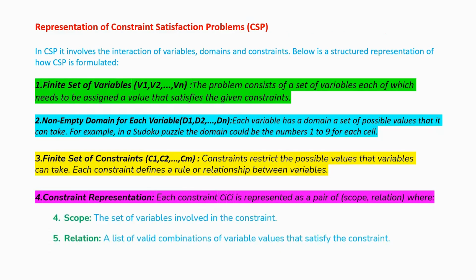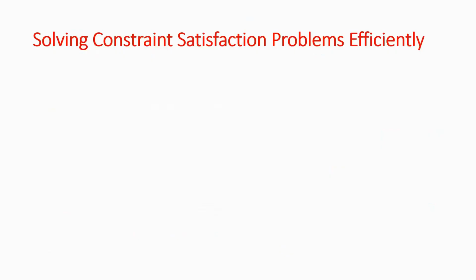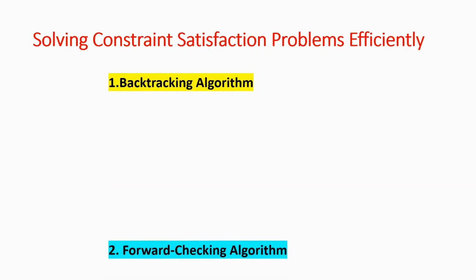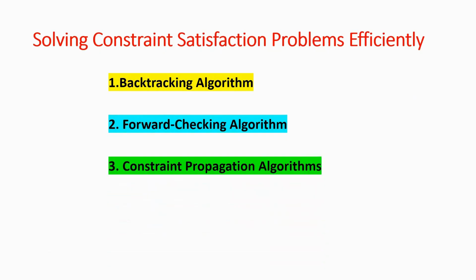So in this we have scope and reasonability. We already discussed the set of variables involved in the constraints, and a list of valid combinations of variable values that satisfy the constraints. Here we have solving constraint satisfaction problems, especially. So we have three algorithms: the backtracking algorithm, the forward checking algorithm, and the constraint propagation algorithm.